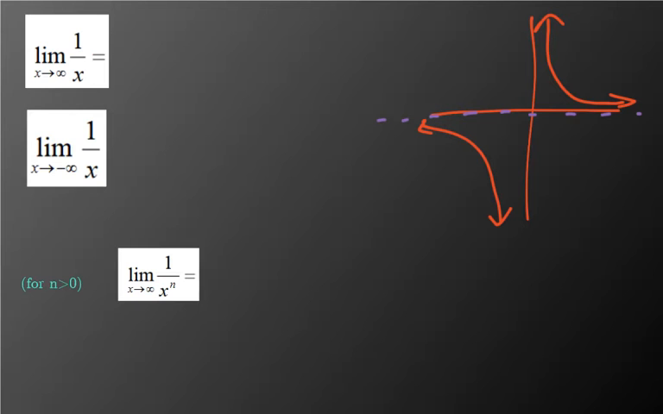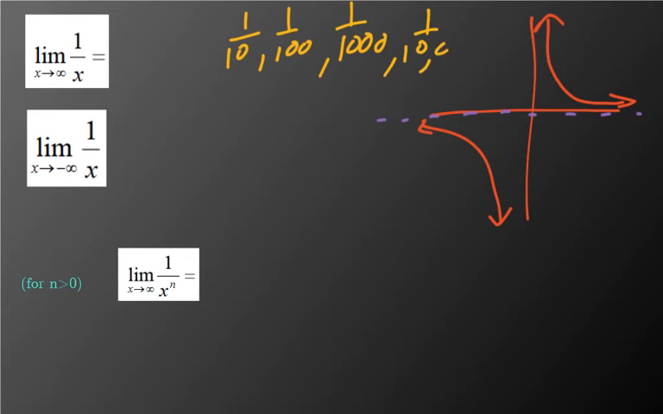And you can really think about it if you think about some numbers. So as you plug in larger and larger x values, right? You know, 1 over 10, 1 over 100, 1 over 1,000, let's do one more, 1 over 10,000. You can see that these numbers are just going to get smaller and smaller and smaller, right?